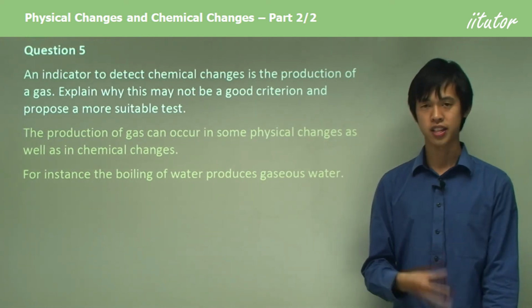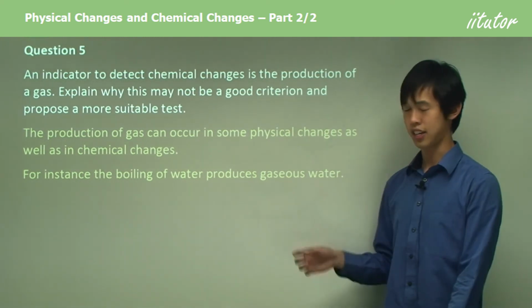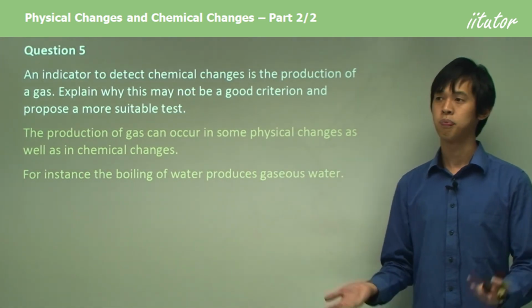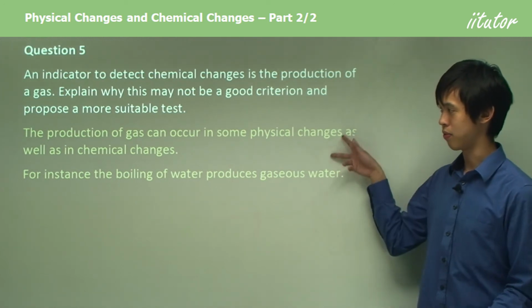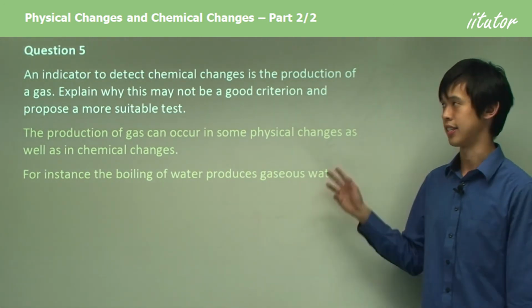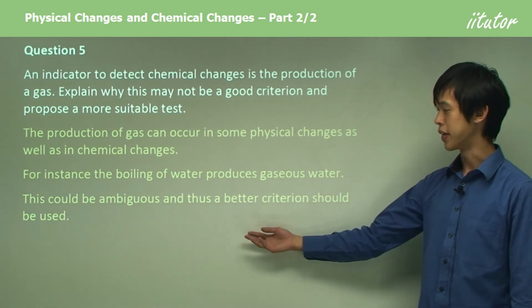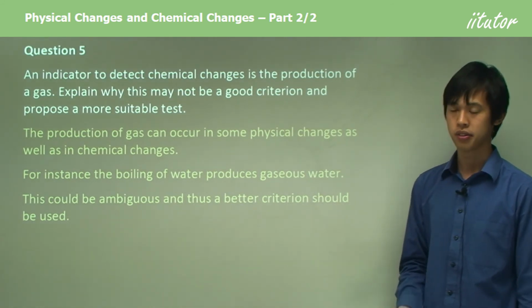But I know that's a physical change, but I just said that chemical changes can often involve the production of a gas. So now we're in trouble, right? There's ambiguity, essentially, in this question. So obviously it's ambiguous, and thus a better criterion should be used.